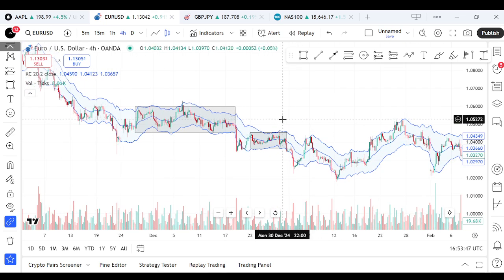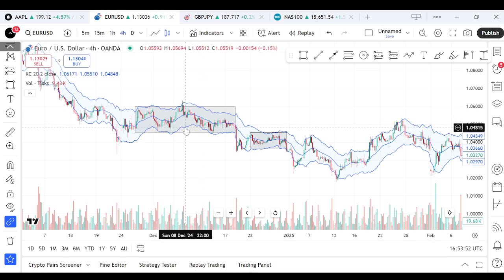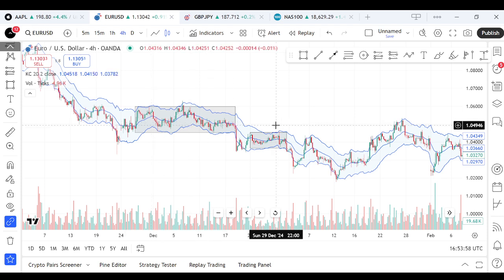So we've identified the market condition. We can see this sideways markets where the line is basically horizontal. Now the next step is to spot breakout signals. This is very important. Pay close attention.